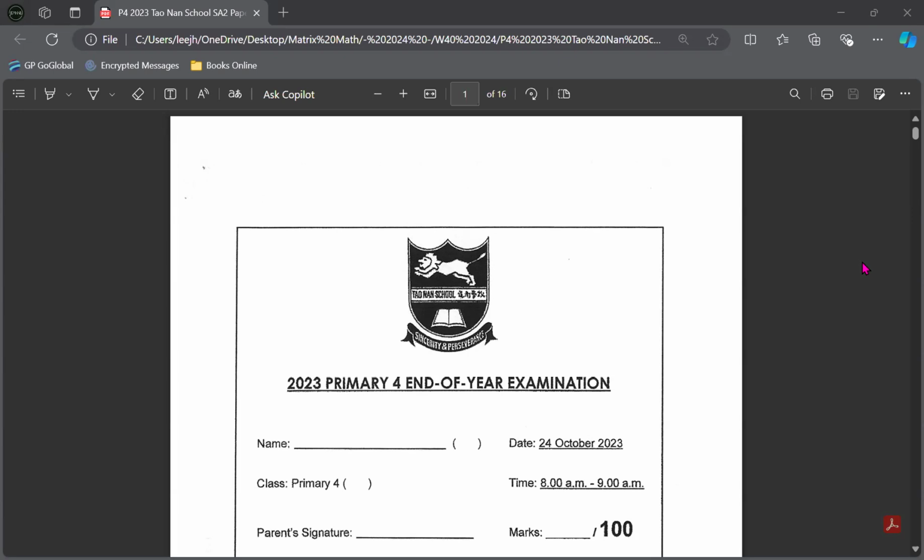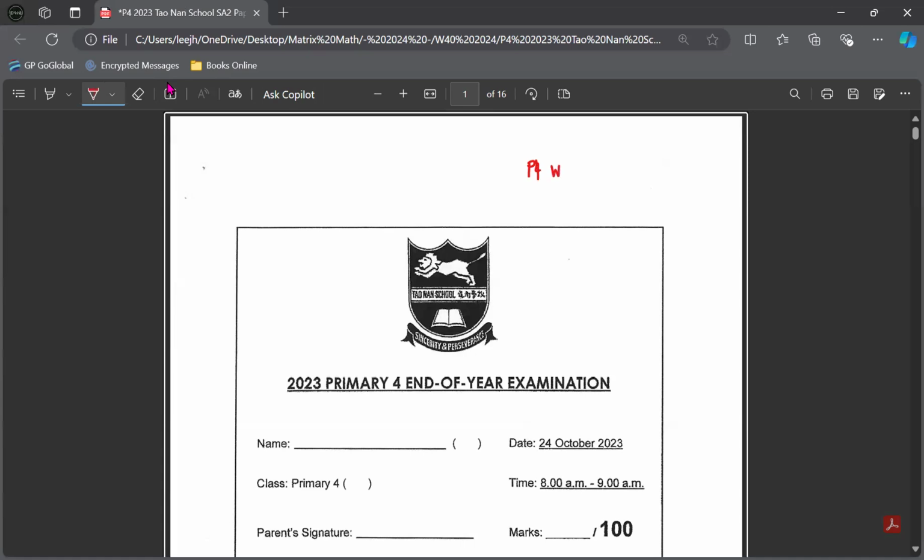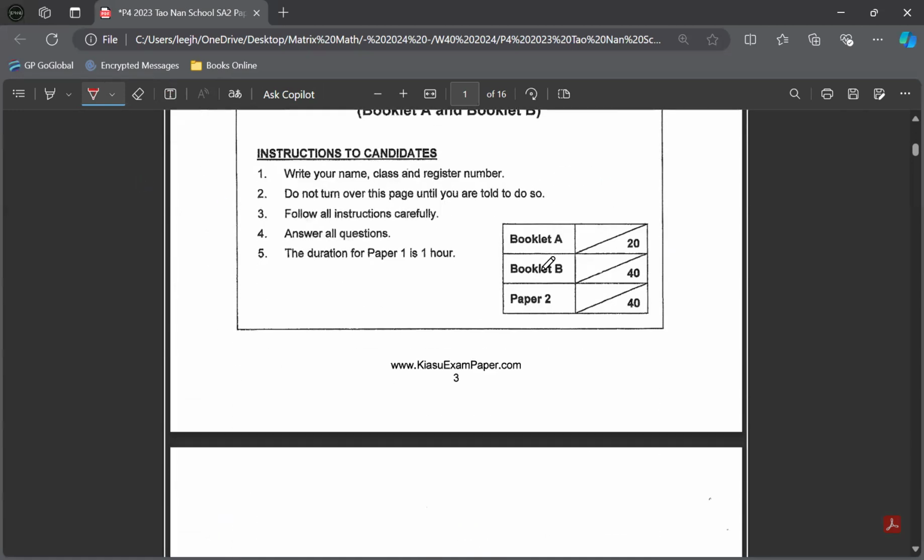Okay, so I'm going to split the paper to paper 1, paper 2. So this one, I'm just going to write P4 week 40 so that you all will know which week one is from. So I write here P4 week 40, 2024. Okay, so I'm going to the first question.